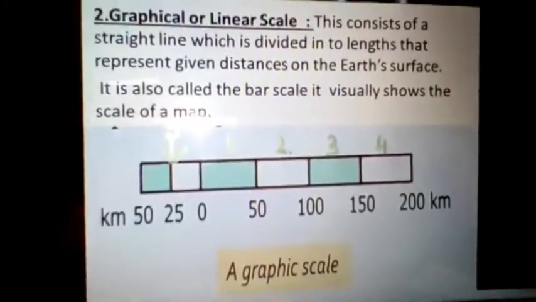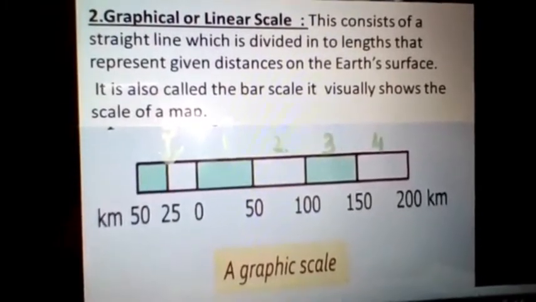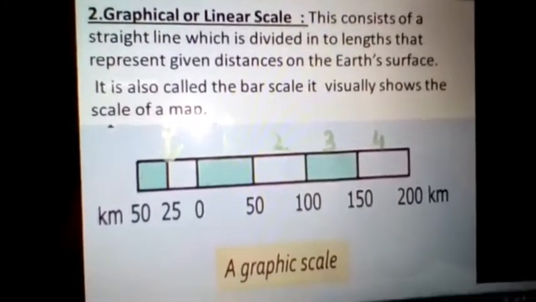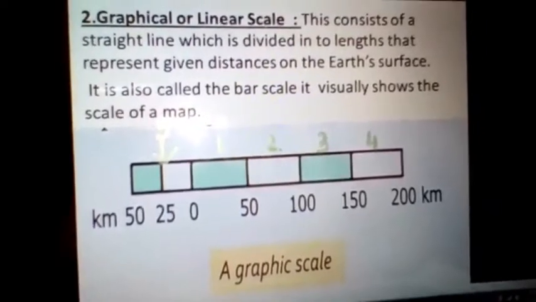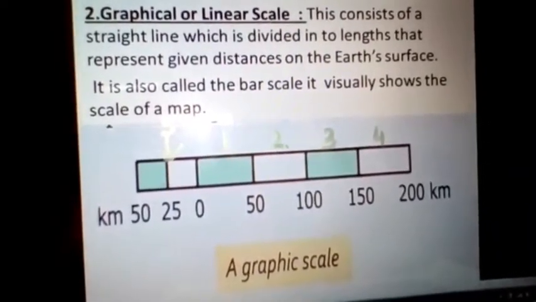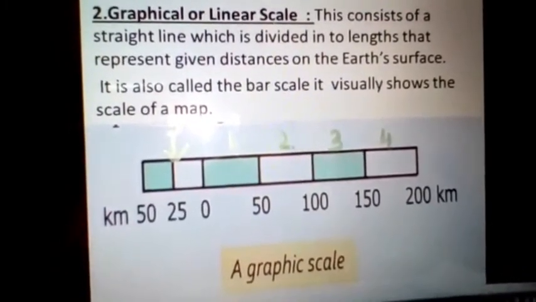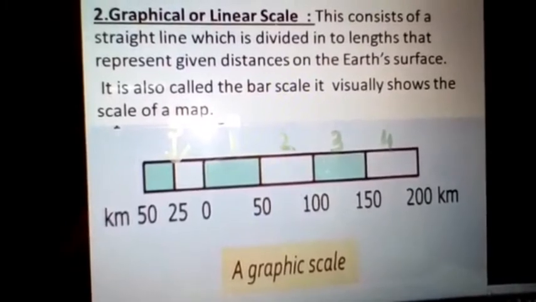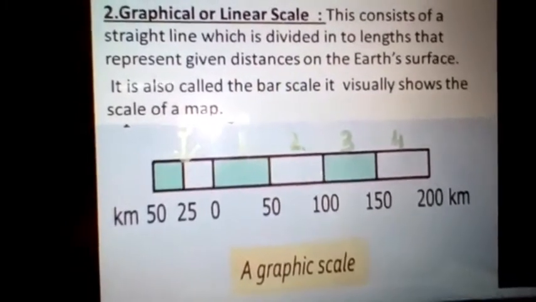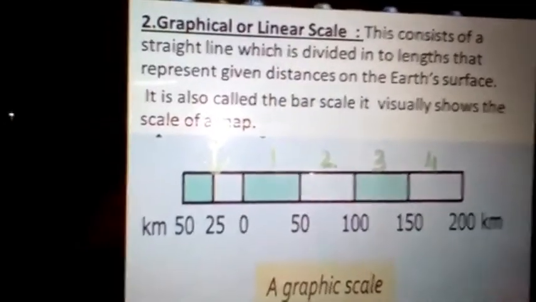The second way in which the scale of a map is represented is graphical or linear scale. Now, this consists of a straight line which is divided into lengths that represent the given distance on the surface of the earth accordingly. It is also called the bar scale as it visually shows the scale of a map. Here you can see in the diagram the linear scale line.